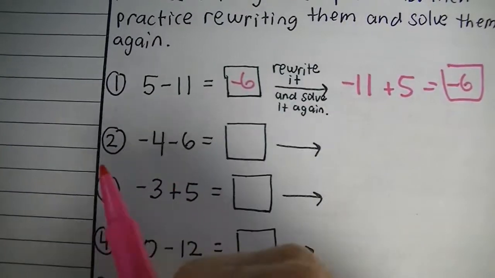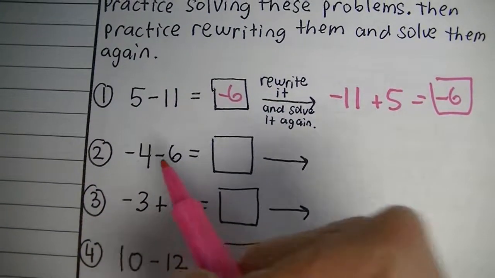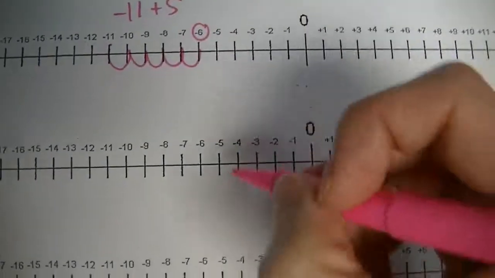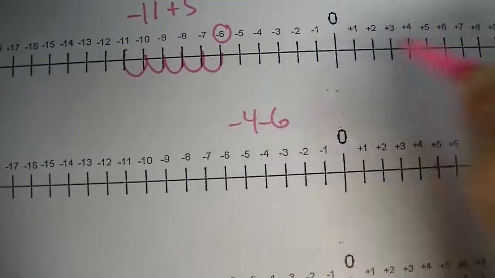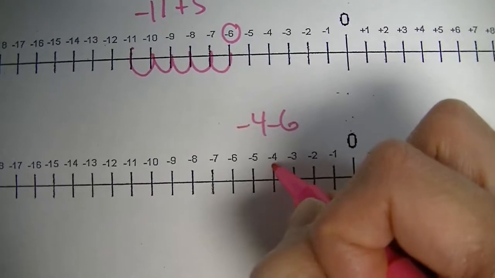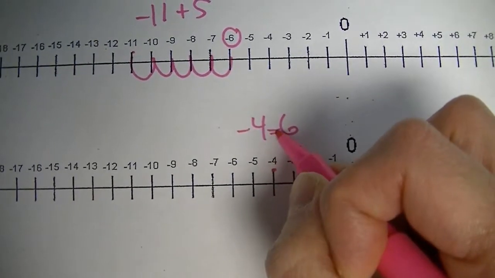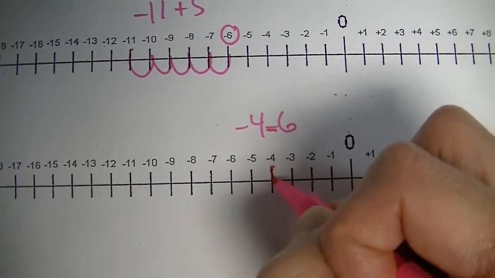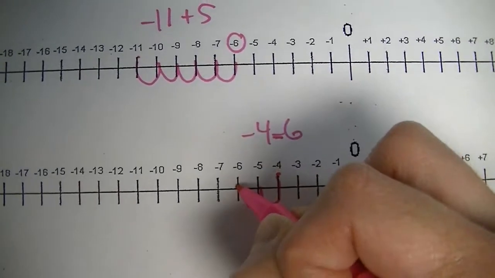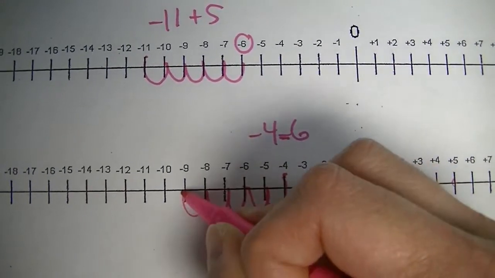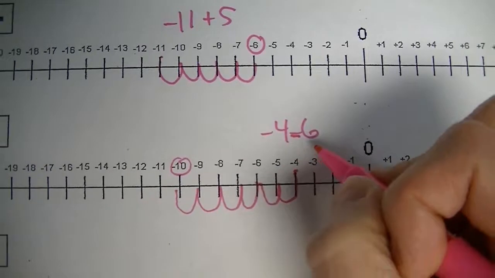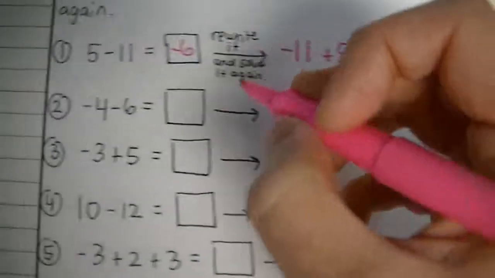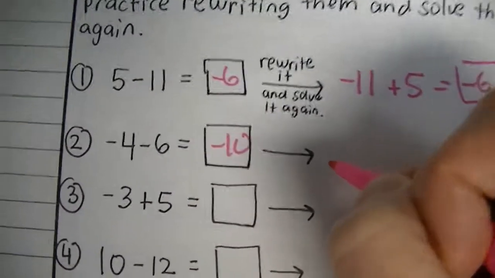Okay, the next problem says negative 4 minus 6. Using our number line for negative 4 minus 6, we're starting at negative 4 right here, and we're going to go to the left 6 units. So 1, 2, 3, 4, 5, 6 puts us at negative 10. Sorry, that's a subtract. So put negative 10 right here, and we're going to rewrite it and solve it again.